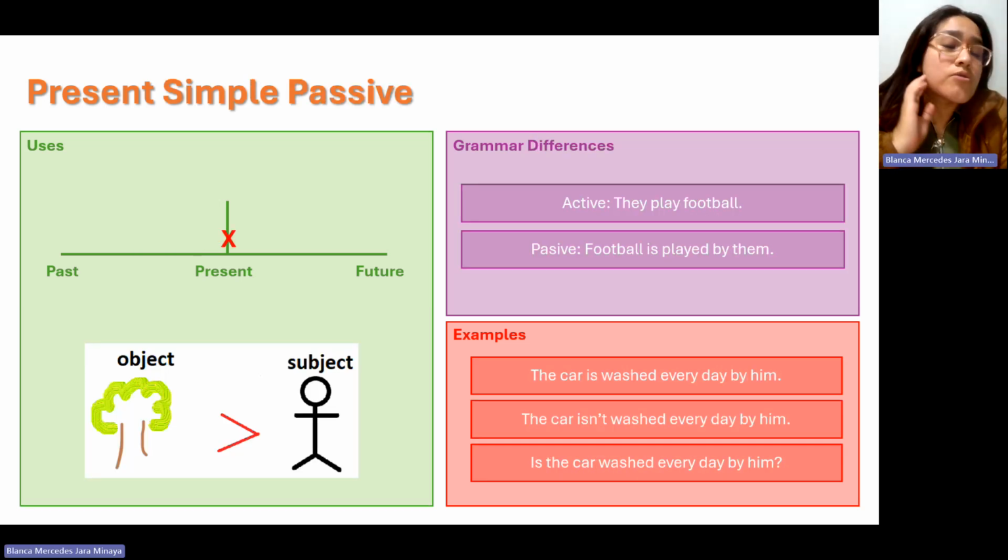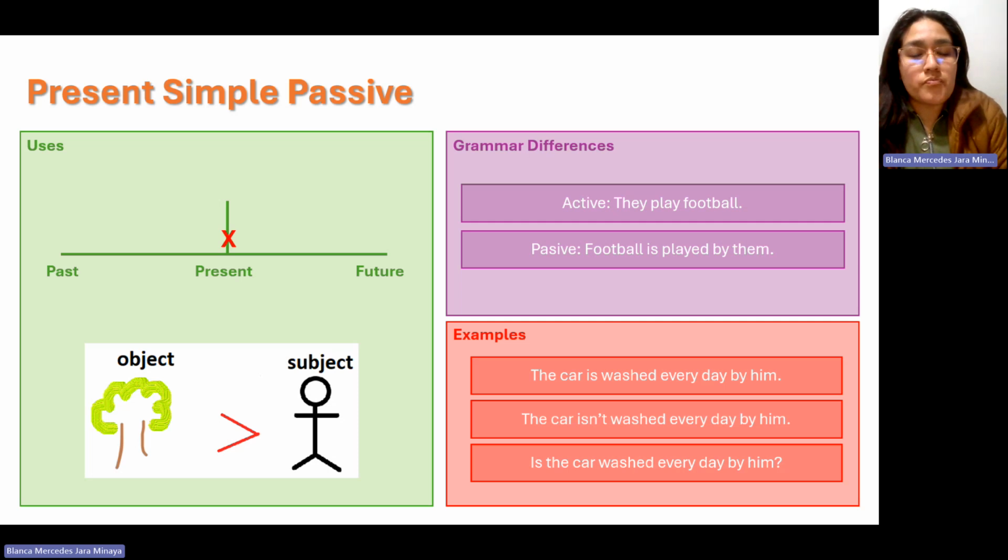Okay. Now I'm going to talk about the passive form for the present, and in the next slide for the past. We use the present simple passive to describe actions where the object is more important. In this case, the object has the relevance. Some grammar difference from the active voice. The active form is they play football, and the passive is football is played by them. In this case, football has the relevance in the sentence. Some examples in positive, negative, and interrogative.